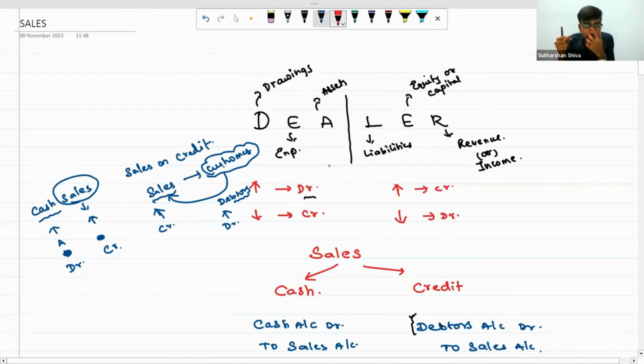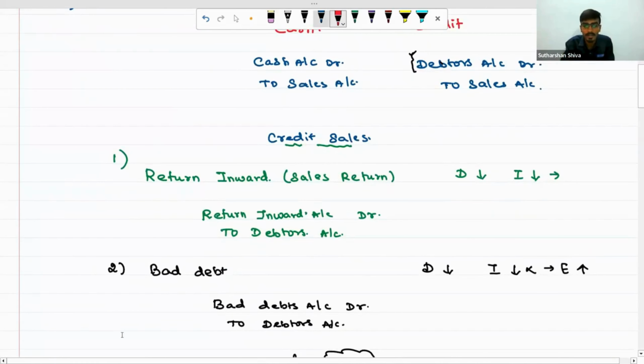We have one more option in sales, that is on sale or return basis. Sale or return basis is another concept which does not form part of your curriculum. Another method of sales is consignment, which forms part of your chapter. This is the flow chart for the sales journal entries. Next, our next video is going to be on purchases.